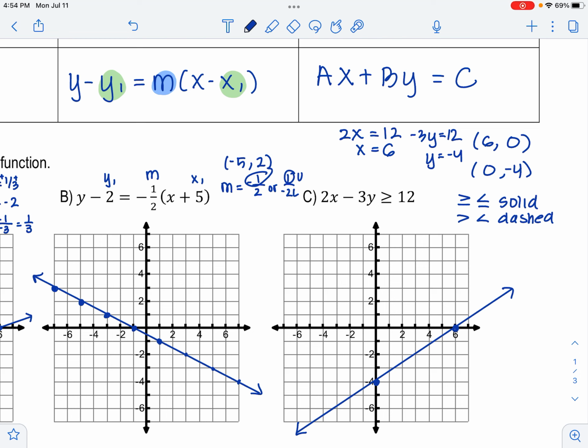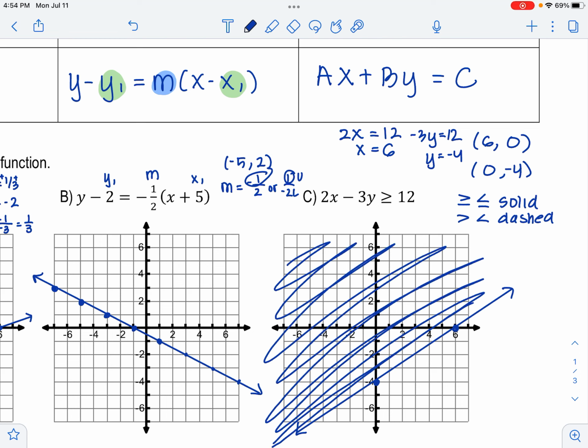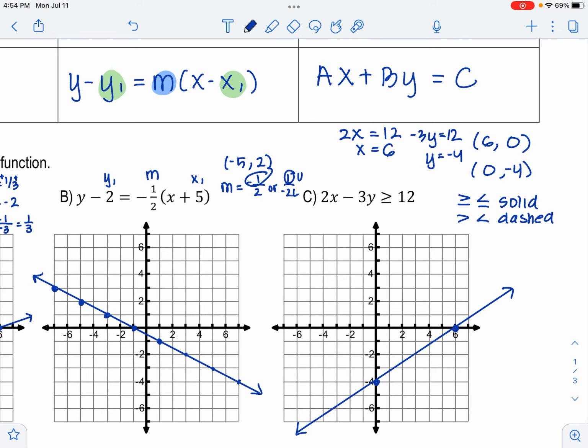So now we need to decide if we are going to be shading the values above or the values below this line. Here's how you're going to decide. You're going to pick a point anywhere on the graph. If that is a solution, then that's the side of the line that you're shading on. If that's not a solution, then you're not shading on that line. So I'm going to go ahead and pick (0, 0) because it's the easiest point to pick.